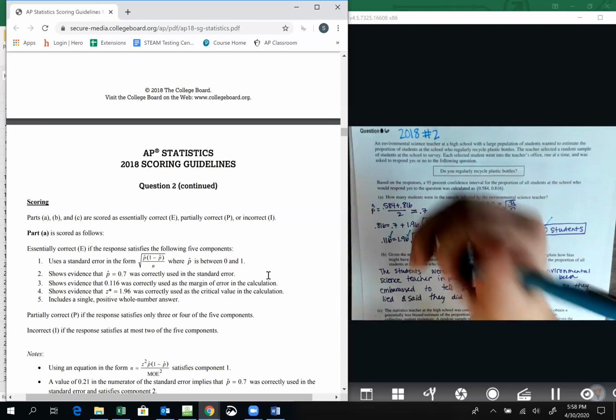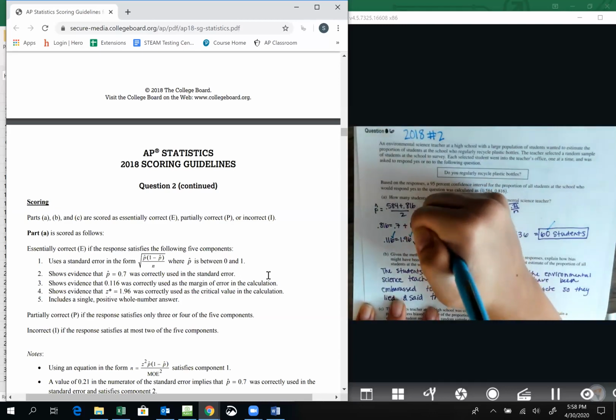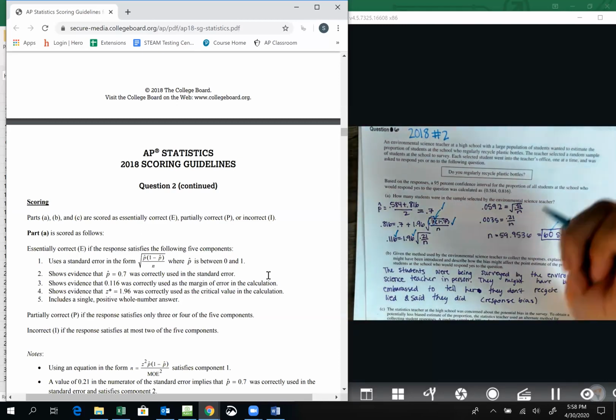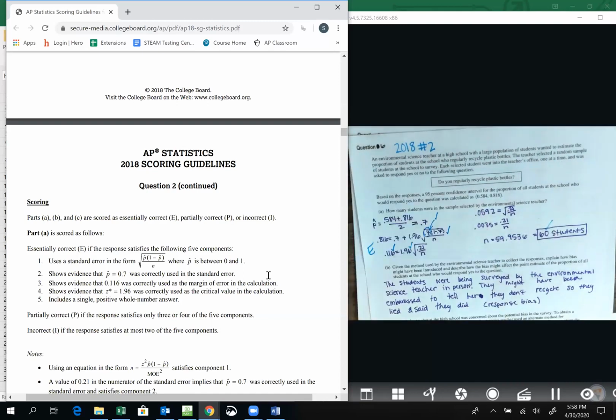Oh, shows that 0.7 was used as well. So had all the right setup, ended up with a positive integer answer, was essentially correct. It doesn't even say it has to be right. Partially correct if the response satisfies only 3. Yeah, and just includes a single positive whole numbered answer. Interesting. Cool. So you need all 5 of those components to get an E. 3 or 4 of the 5 gets you a P.